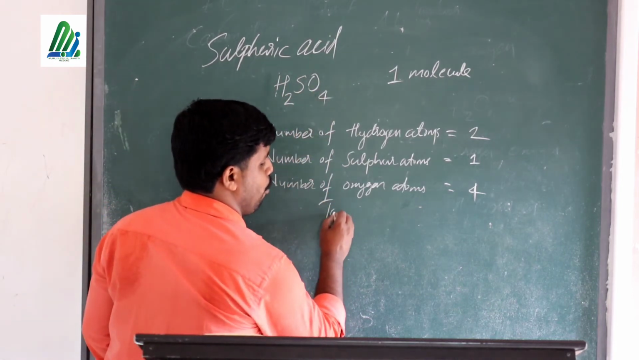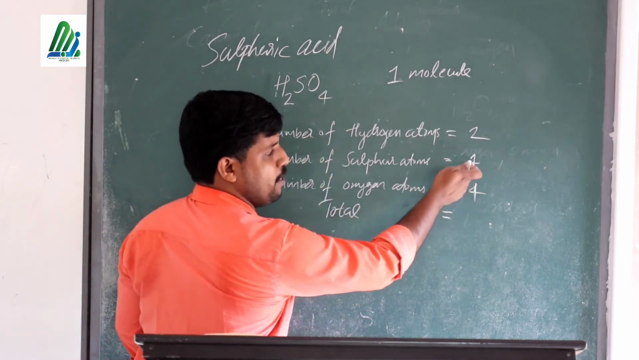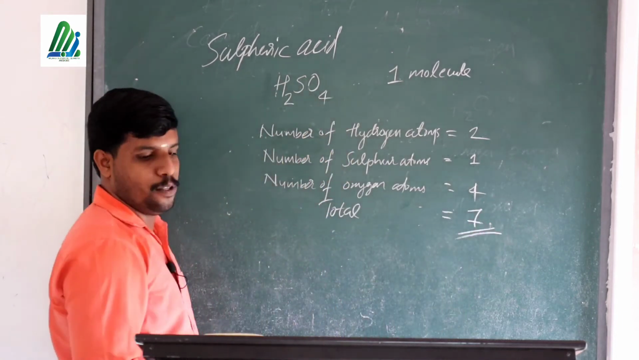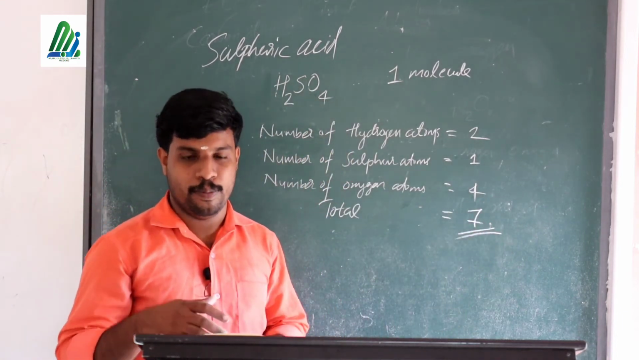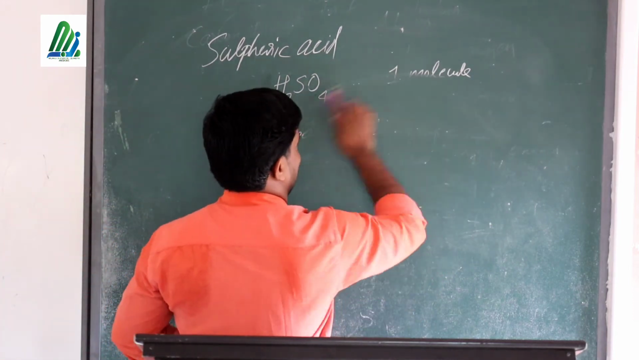Calculate the total number of atoms. So total number of atoms is equal to 4 plus 1 plus 2. 4 plus 1 plus 2, it is 7. So could you get the idea related with the calculation? To familiarize with that, we can do 2 or more examples.